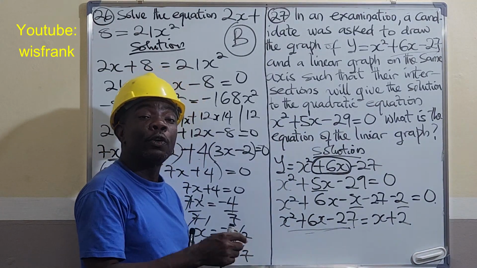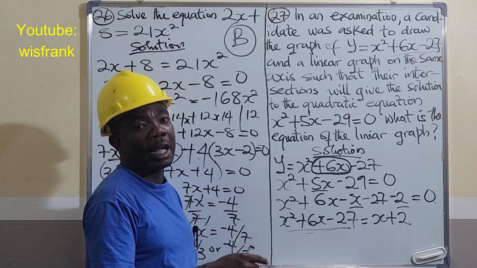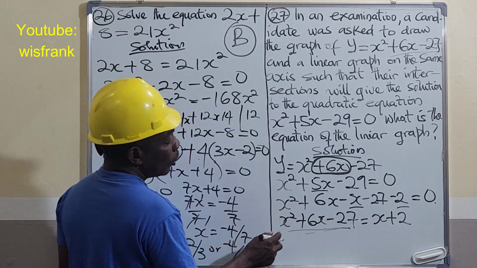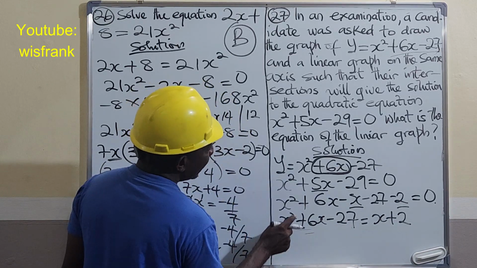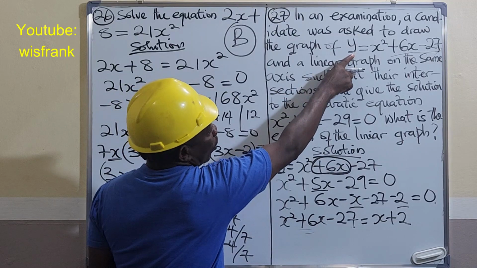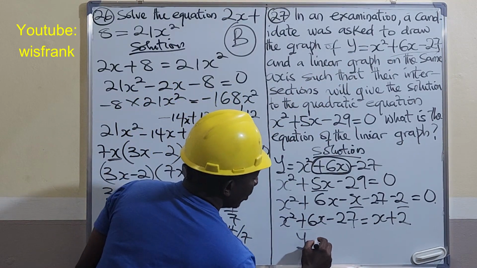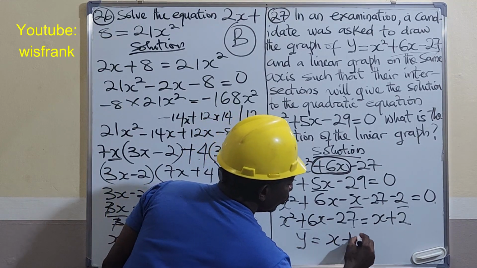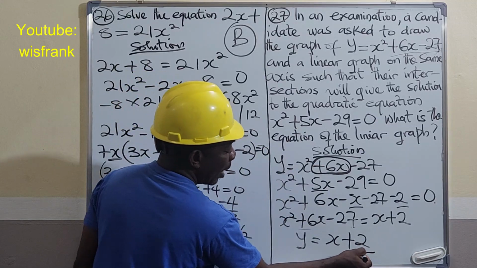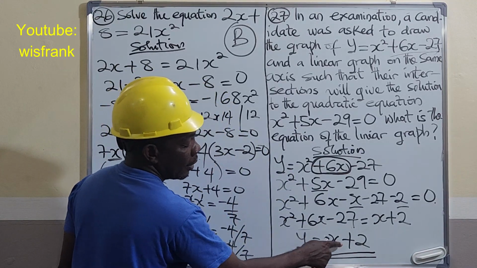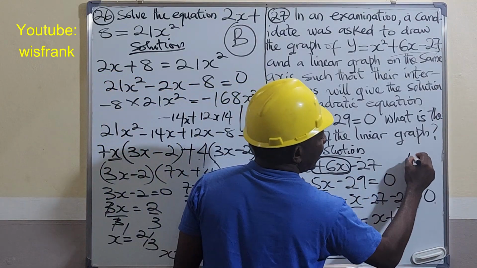And we are asked to find the intersection of that linear graph and the quadratic graph that was drawn on the same plane. So this is a quadratic equation, and here we say that the quadratic equation equals y. So the whole of this here is equal to y equals x plus 2. Here is the equation of the linear graph on that sheet. So we have y equals x plus 2, and the correct option of that question was E.